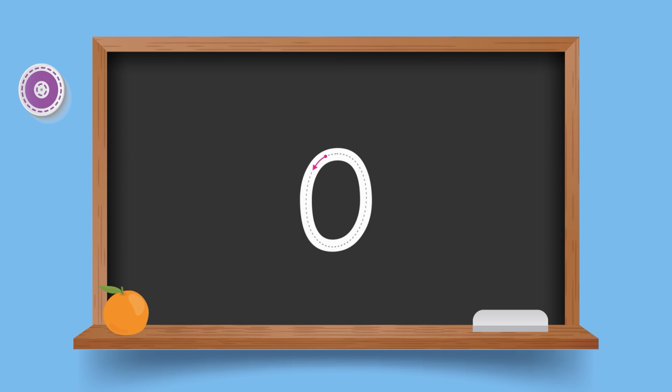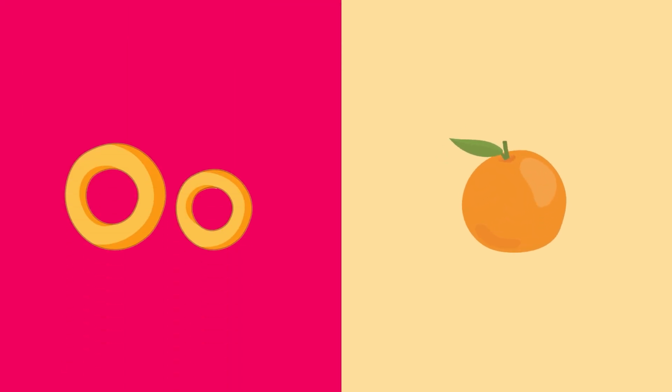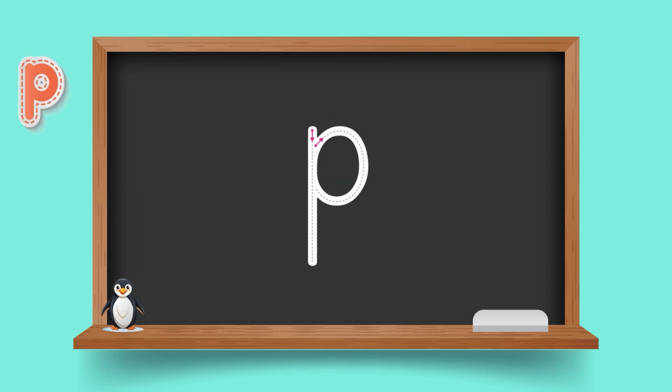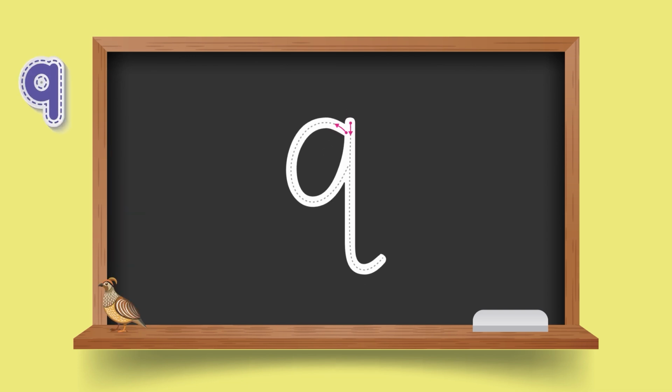Let's learn the letter O. Start at the top, all the way round. O is for orange. Let's learn the letter P. Draw a straight line down, back up to the top and around. P is for penguin. Let's learn the letter Q.